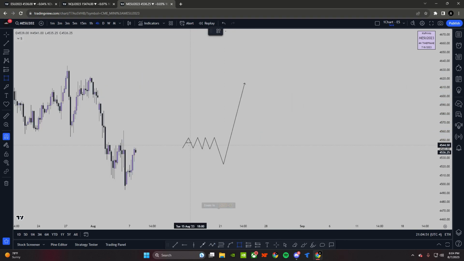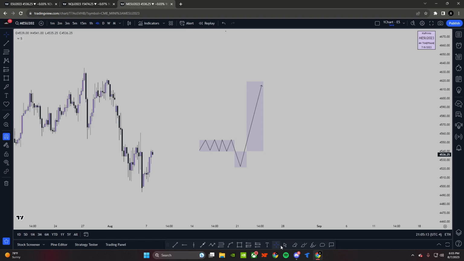So, what is power of 3? We have accumulation, manipulation, and distribution, right? So, obviously accumulation is going to be the accumulation of positions in a certain area. And this is fractal, right? So this can be on the 1 minute, the 5 minute, the 1 day. This can even refer to sessions. So this can be the Asia session, the London session, sometimes even the New York AM session or the New York PM session. So this accumulation part is very discretionary.